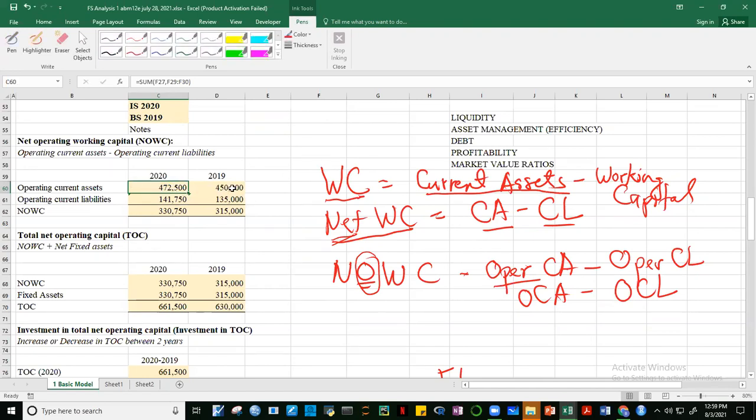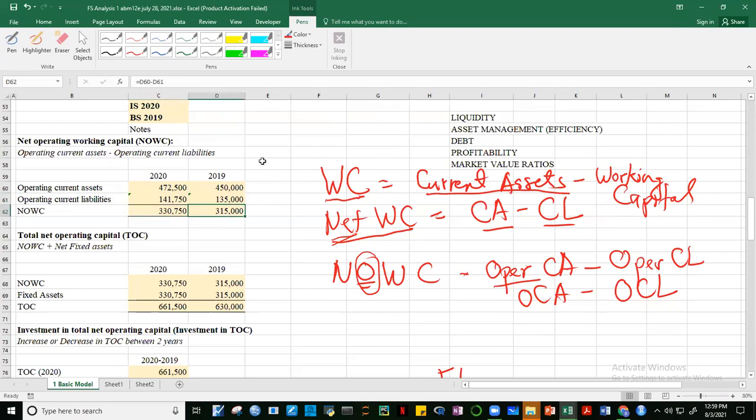Kinopya lang natin yung formula to the right kasi pwede naman magkatabi yung 2020 natin at 2019. Now, itong operating current liabilities will be just the sum of your accounts payable and your accruals. Hindi kasama si notes payable kasi interest bearing yan. So we have now the amount for operating current assets and operating current liabilities. We can now have your NOWC.